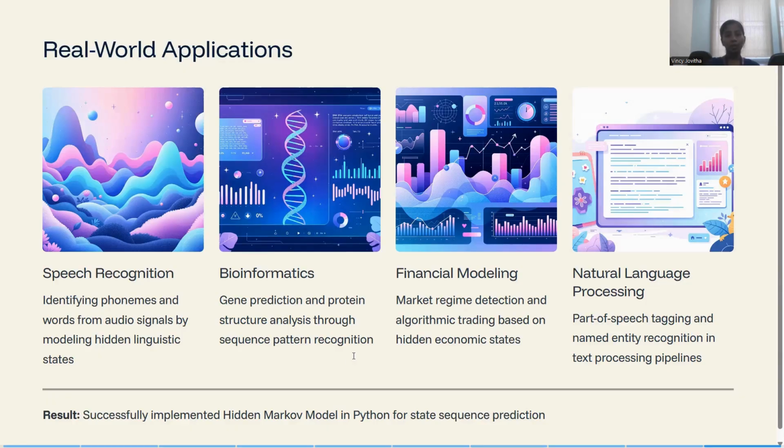So the result of whatever we've done so far is we have successfully implemented the HMM model using Python for state sequence prediction. Thank you.